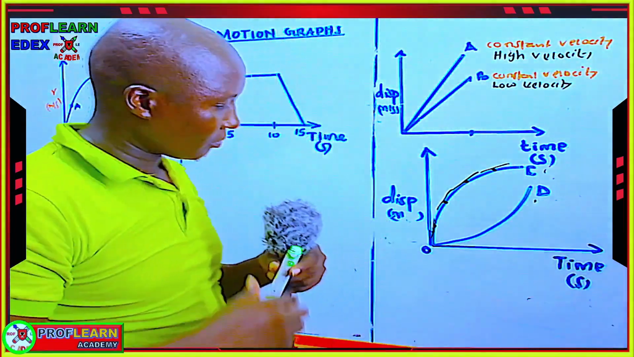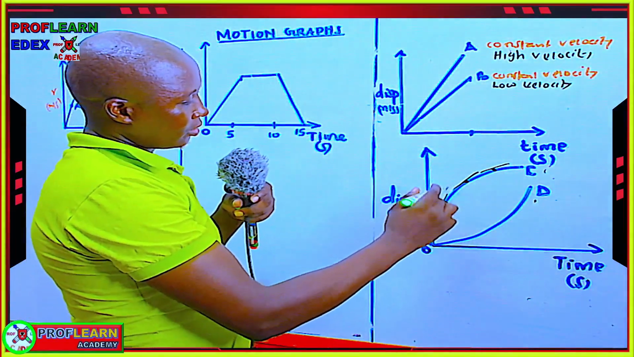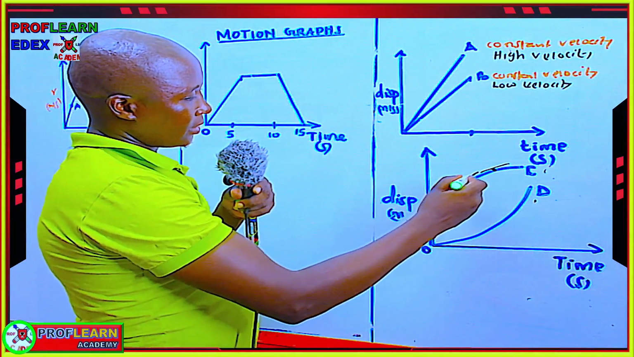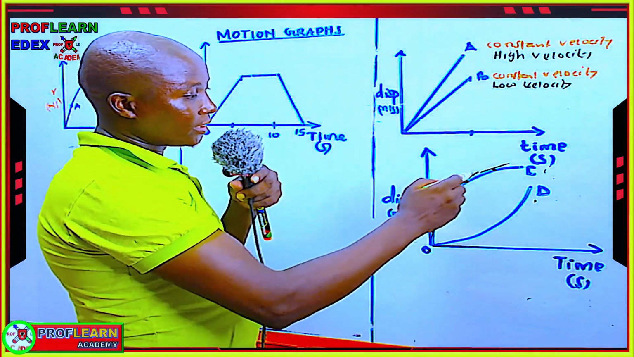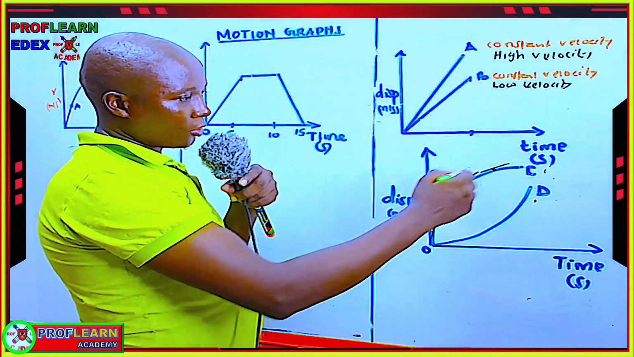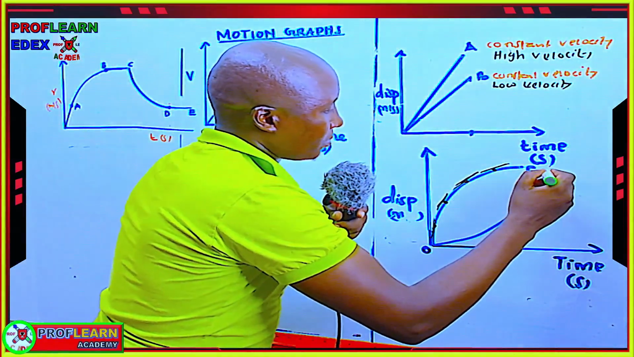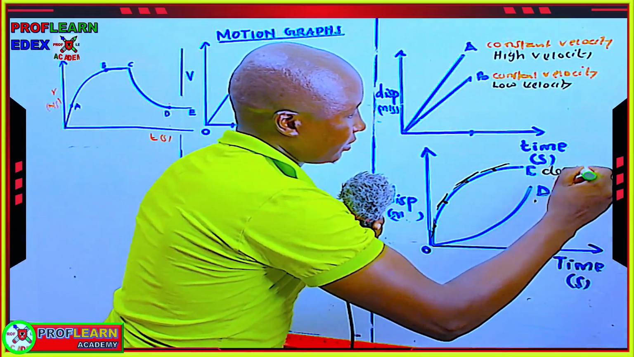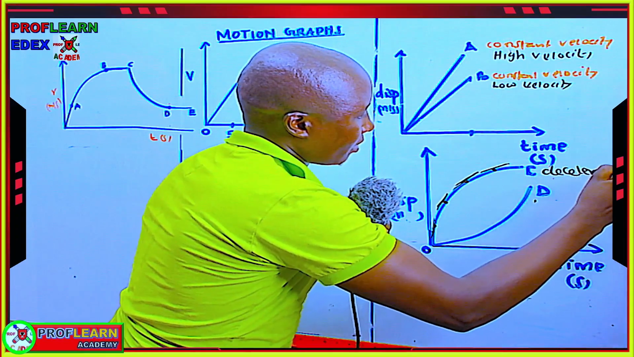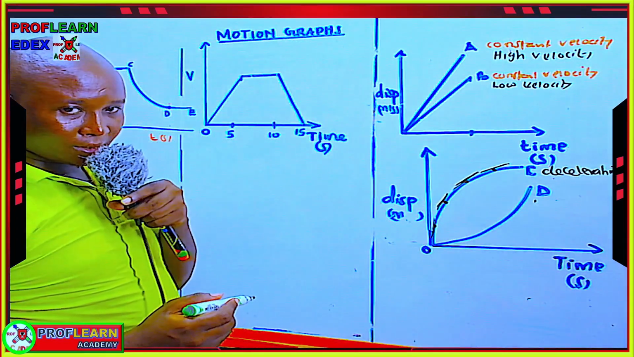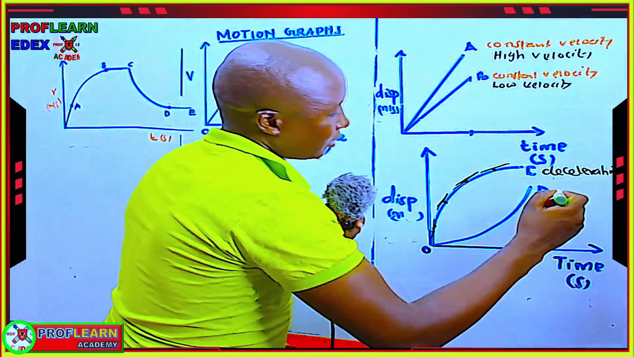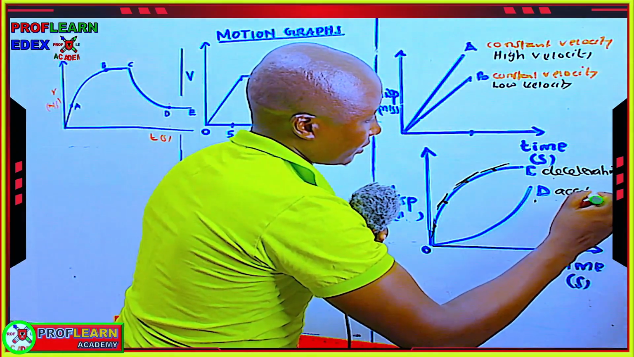So if you are told to work out maybe the acceleration in the region AB, you have to check what reading is here. Let's suppose this is 10 meters per second. If you are to work out the gradient, remember the gradient of a velocity time graph represents acceleration, which is rise over run. So the acceleration of this object is equal to the gradient, which will be 10 over 5, and that is 2 meters per second squared.